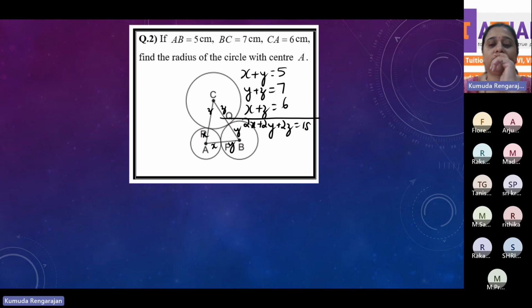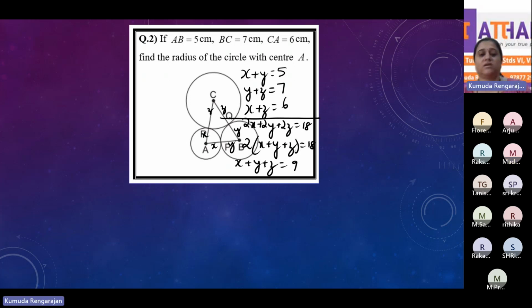Then 2 times x plus y plus z is equal to 18. And then x plus y plus z is equal to 18 by 2, which is 9. So now you can substitute. X plus y is what? 5. So you'll get 5 plus z is equal to 9. So z is equal to 4. So like this, you can find everything.